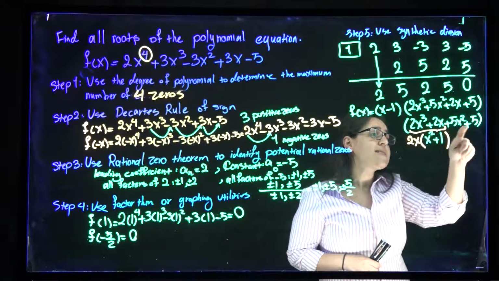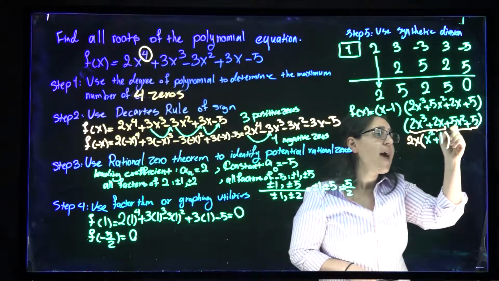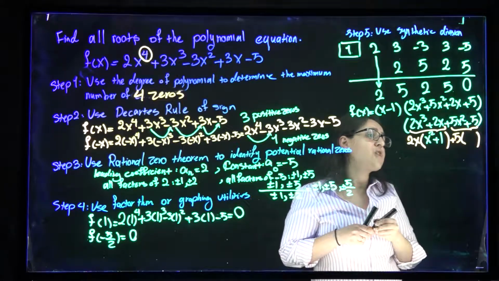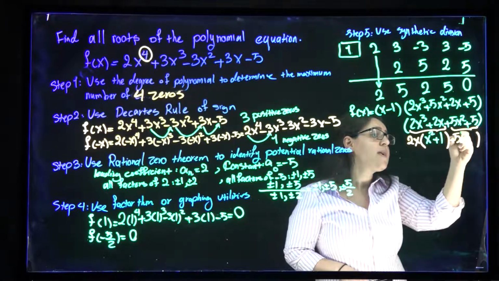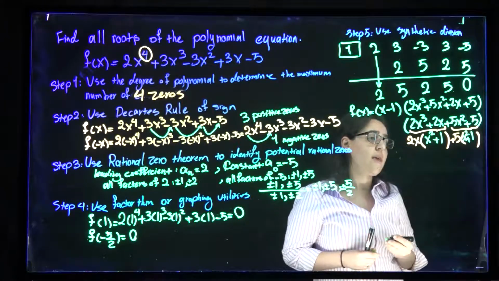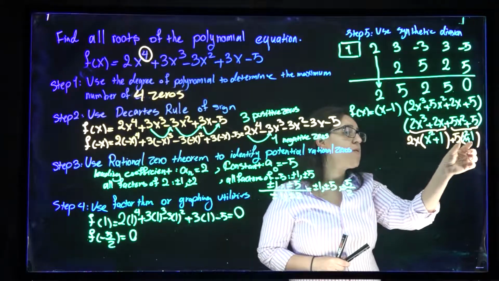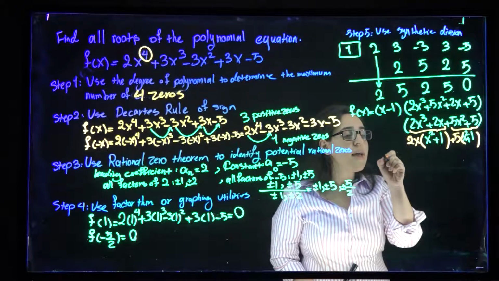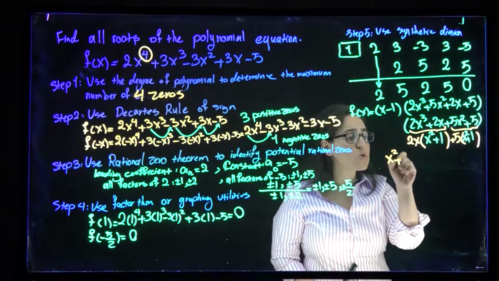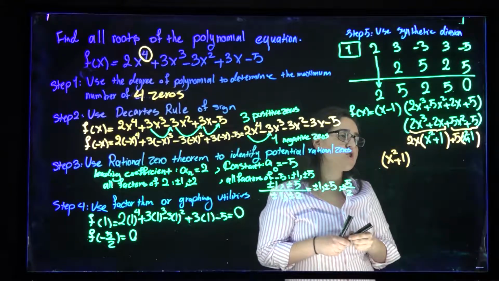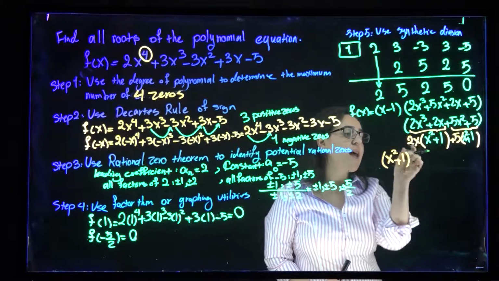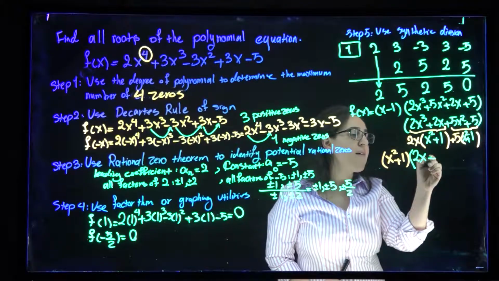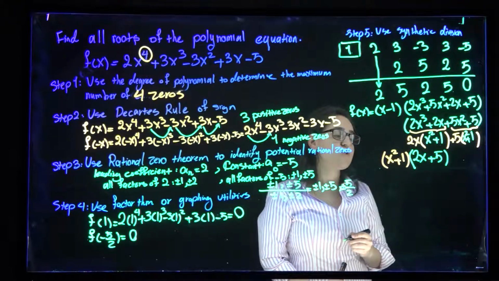Now, in my second terms, I have 5 in common, so I can go ahead and factor out the 5. That's going to be x squared plus 1 again. Now, the x squared plus 1 is in common in both of those terms. I can go ahead and factor out that x squared plus 1 from both of those terms. This way, I'm going to have 2x left for my first term, and 5 left from the second term.